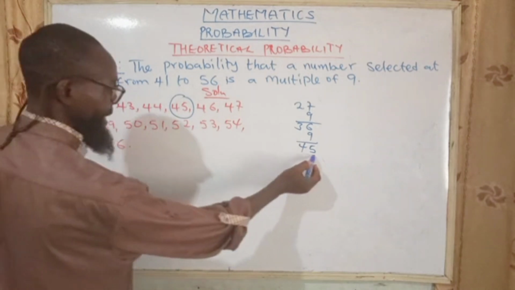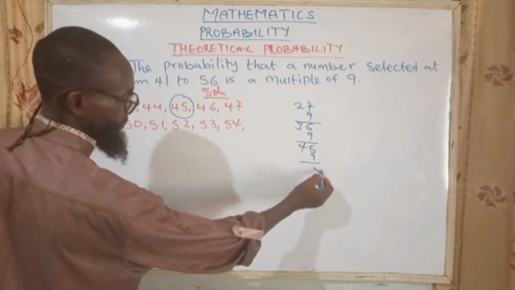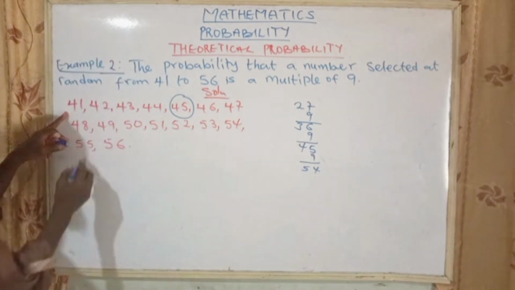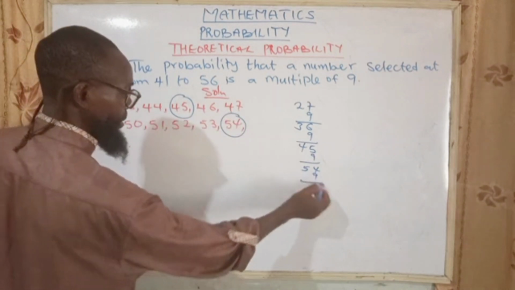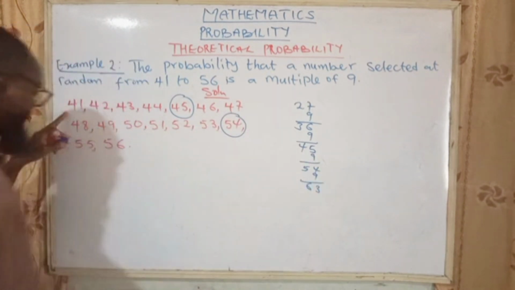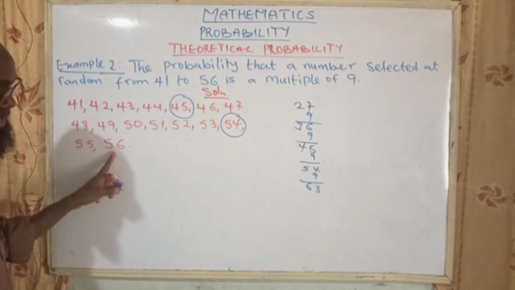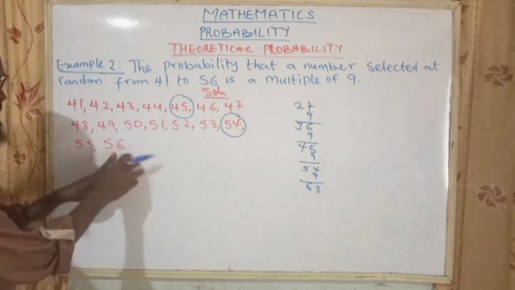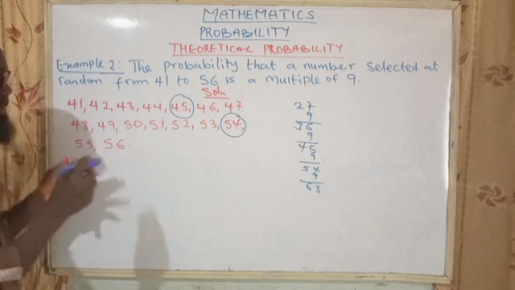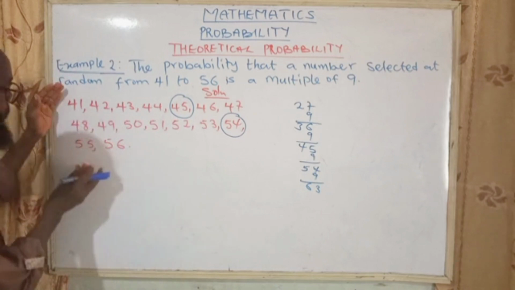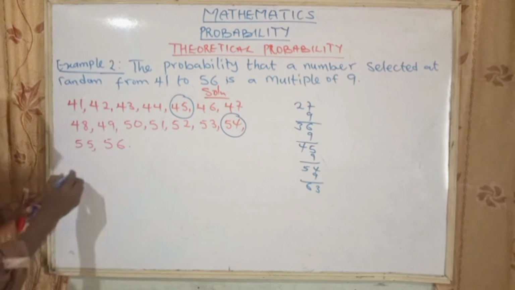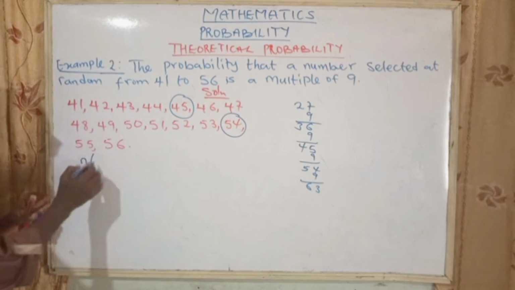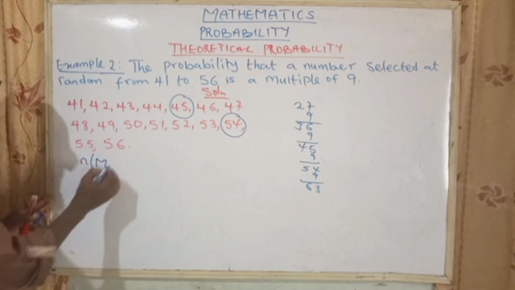Now, another 9 again. Here we have 54. So there's 54 here. Another 9 again. We have 63. And the end number here is 56, which means there's no 63 here. So the multiples of 9 that we have between 41 to 56 are just 2. So we now have the number of, let me use M for multiples of 9.